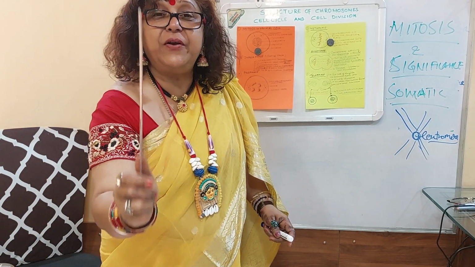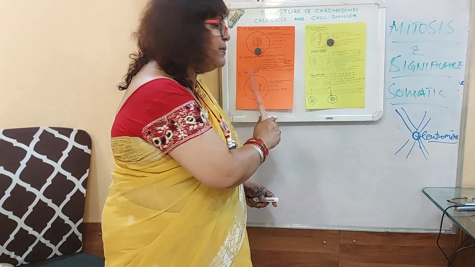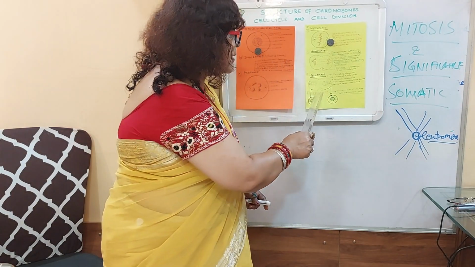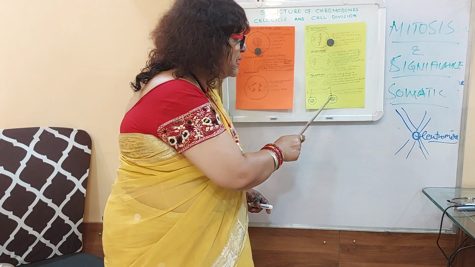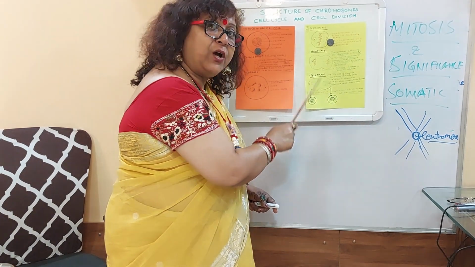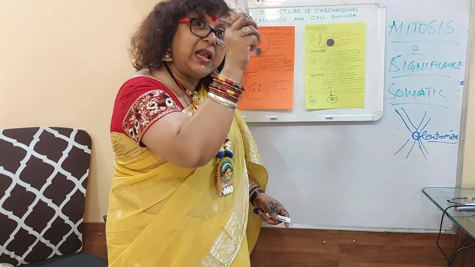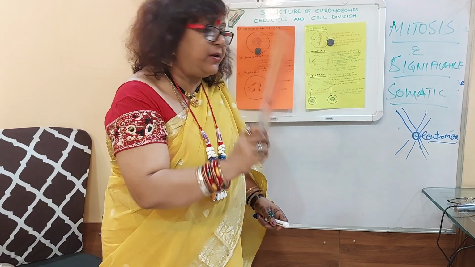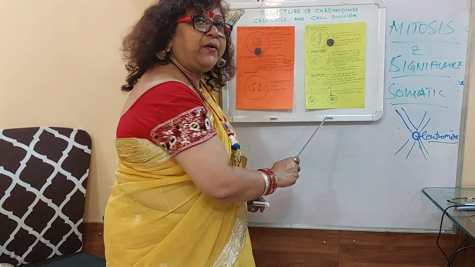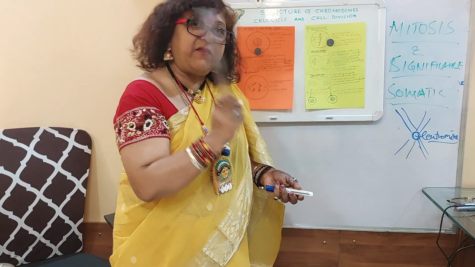So I told you two differences here. Aster in animal, no aster in plant cell. Cytokinesis in an animal cell is through a deep cleavage along the cell membrane, while in a plant cell a cell plate is formed and it goes inward. So this was in brief about mitosis.